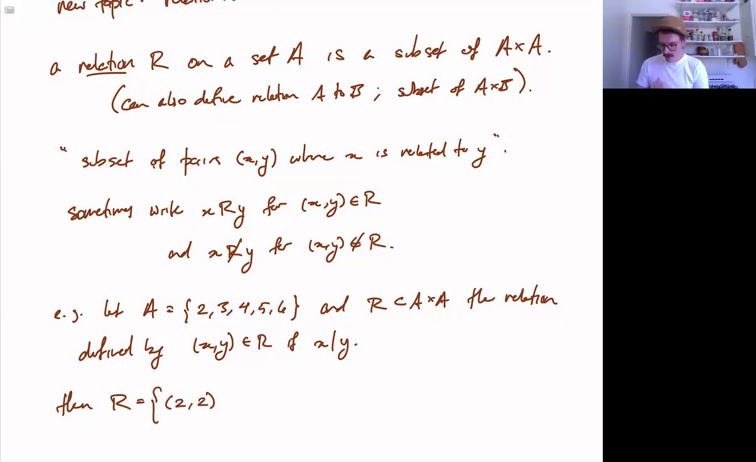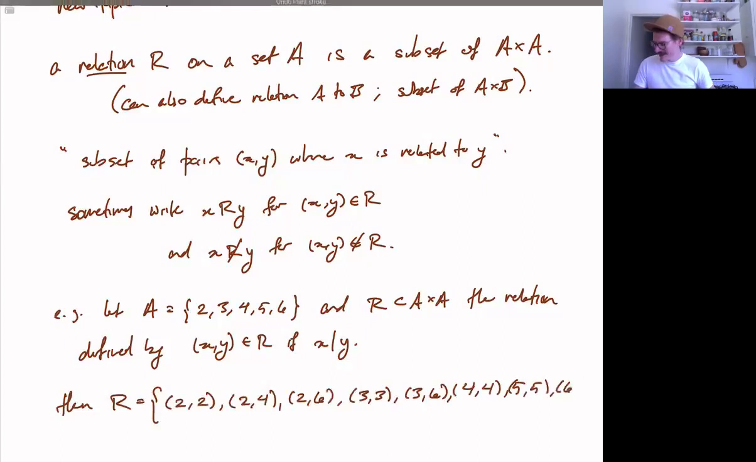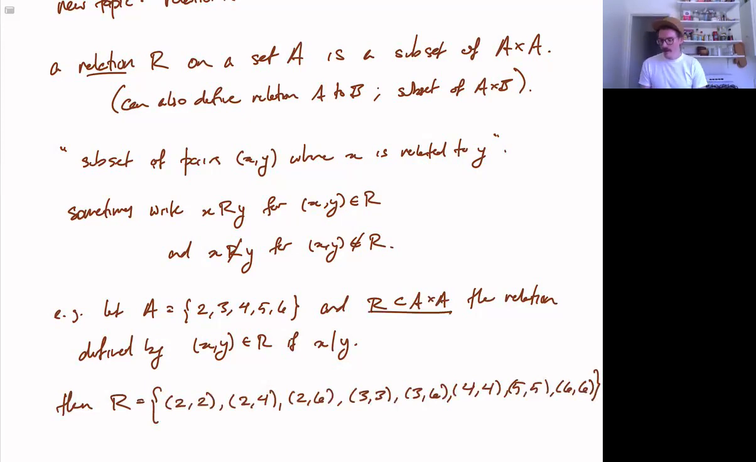Explicit writing it down. So 2 divides 2, 2 divides 4, 2 divides 6, and then 3 divides 3, and 3 also divides 6. And then all the rest is just 4 divides 4, 5 divides 5, and 6 divides 6. Okay, so this is our relation, and here are all of its elements. It's a subset of the Cartesian product of A with itself.